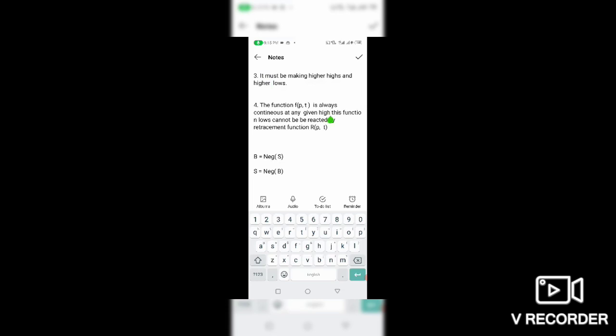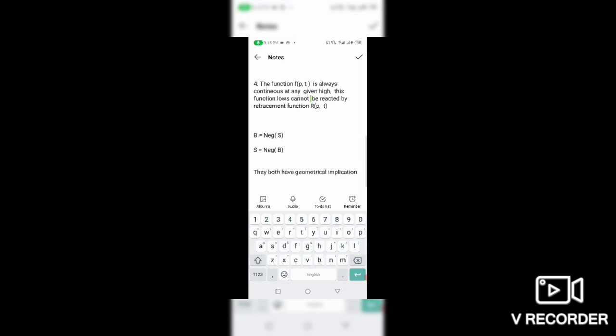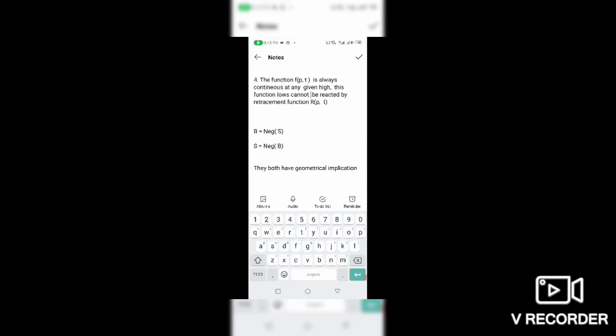The lows of this function cannot be reacted upon by the retracement function r of p, t. P represents the price variable and t represents the time variable.